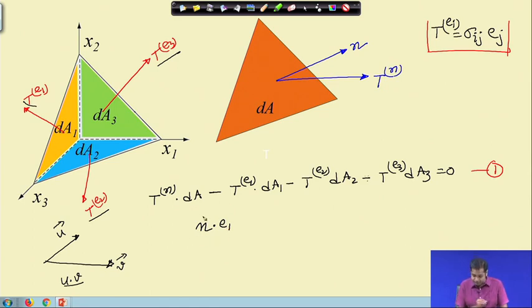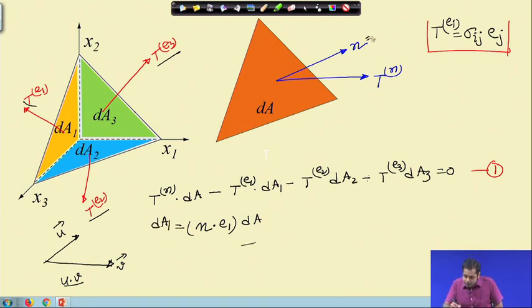So, I am not explicitly writing the vector. n·E1 is essentially the projection of n on E1. Now, if we multiply this by dA, the area, then this gives you the projection of this area on a plane which is defined by E1, which is essentially dA1. So, dA1 is the projection of dA on this plane, which is obtained by simply taking the dot product. So, this is equal to dA1.